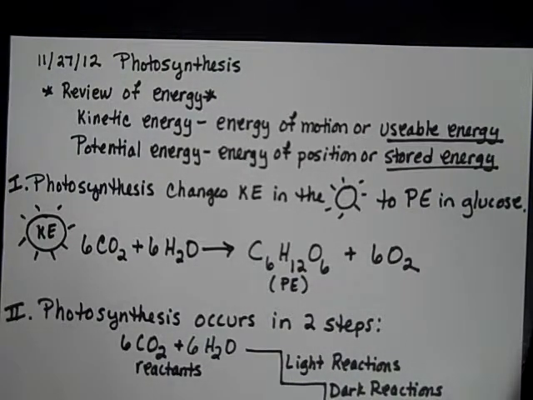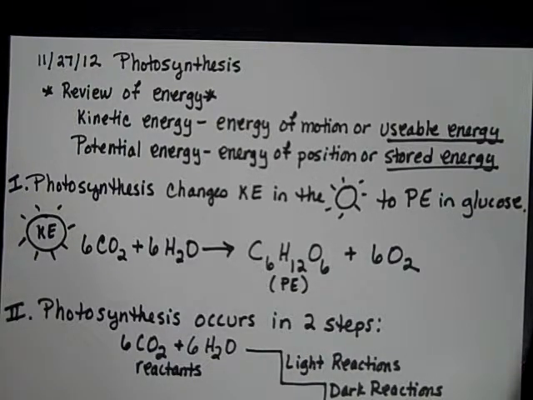Today we're going to go a little bit more in depth on photosynthesis. But before we can do that, we have to remember that the theme of this chapter is energy, and we've already talked about two kinds of energy. Kinetic energy is the energy of motion or usable energy to a cell, and potential energy is the energy of position or stored energy for a cell.